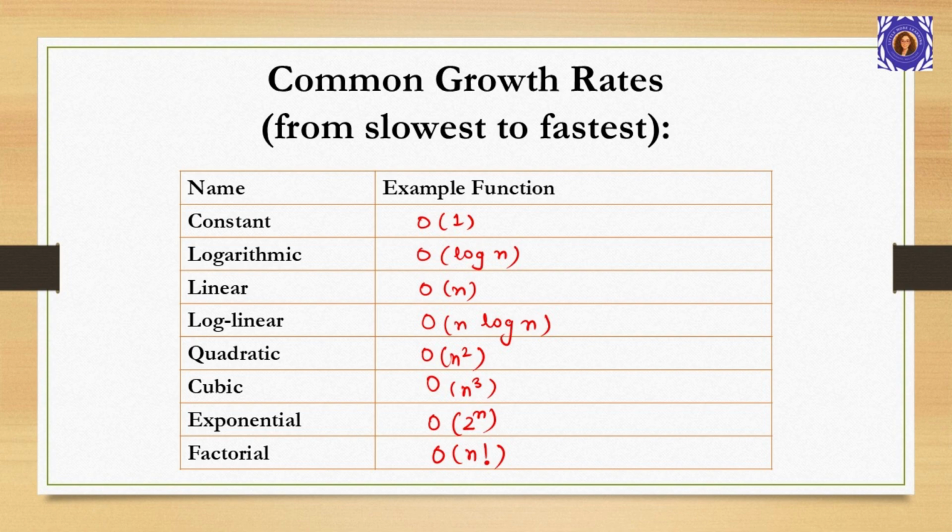Constant, O(1). These functions don't grow at all. Logarithmic, O(log n). These grow very slowly. Binary search is a classic example. Even if you have a billion items, log of 1 billion is only about 30.